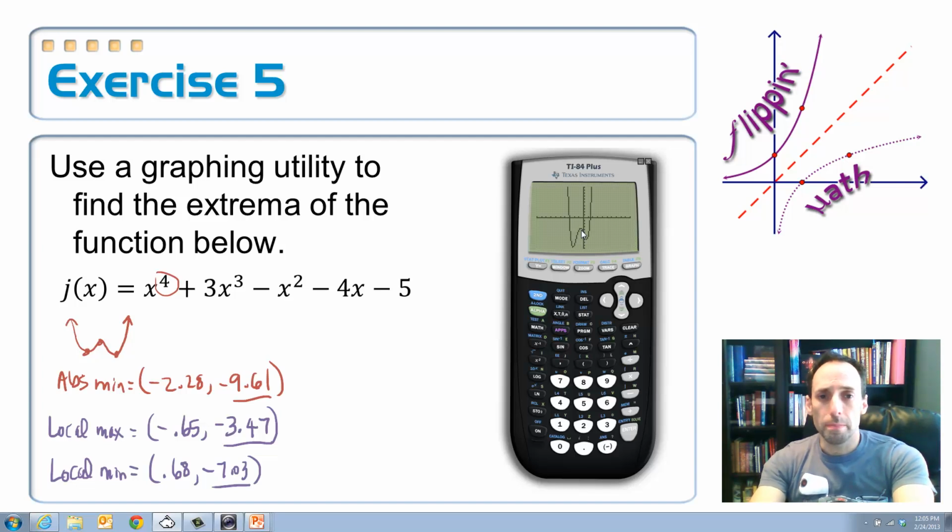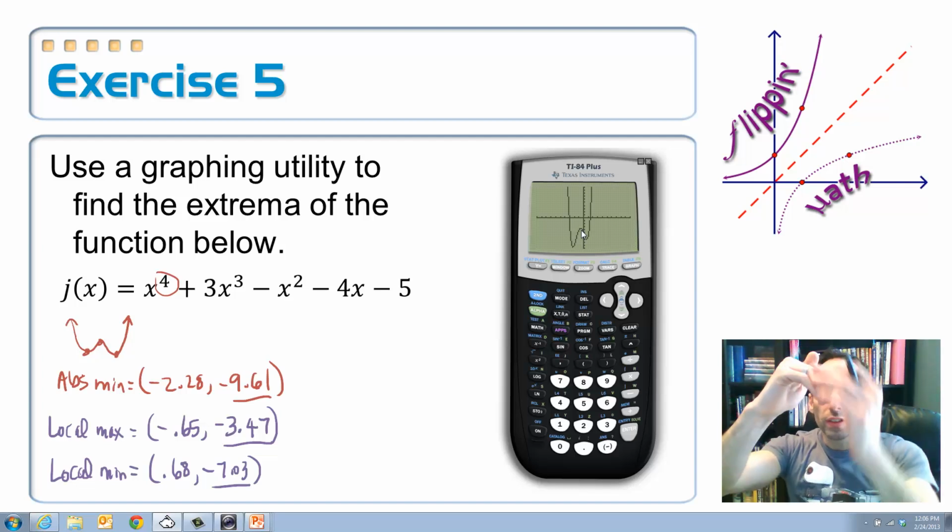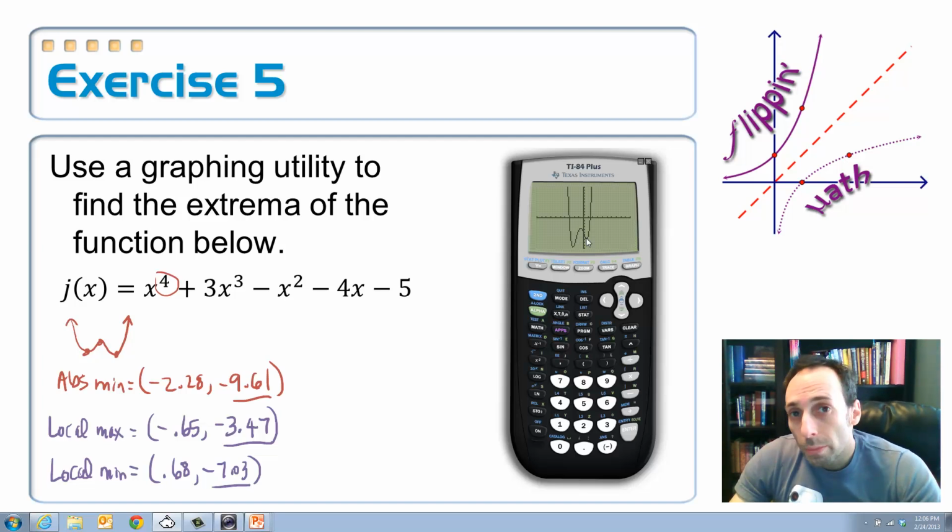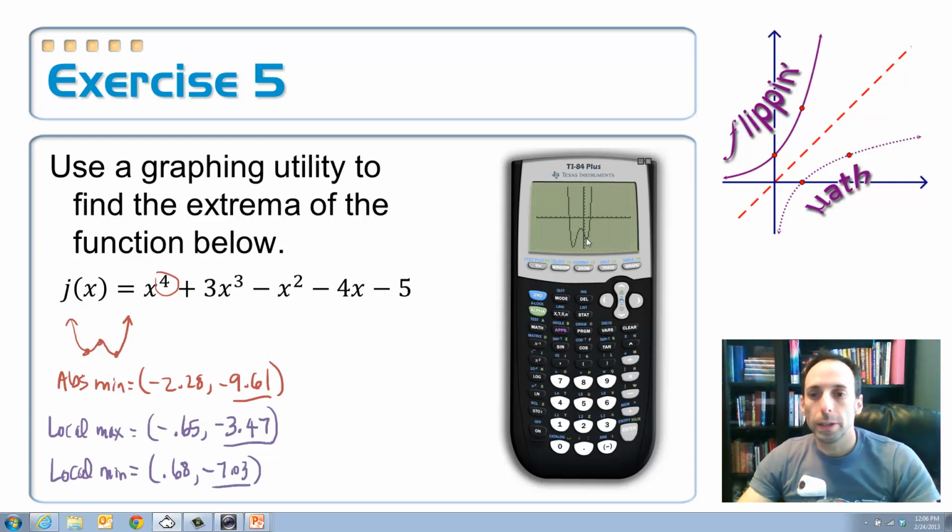The next one, the one that's in the middle, is a relative maximum. Relative maximum, I do my little calculator steps on that. I get a negative 0.65 and the y value negative 3.47, and that negative 3.47 is the local maximum at that point. And then I have one more local minimum, 0.68 for the x value, y value negative 7.03, and negative 7.03 is the local minimum value. What's the absolute maximum? Well, it doesn't have one because both ends of this graph are pointing to positive infinity.